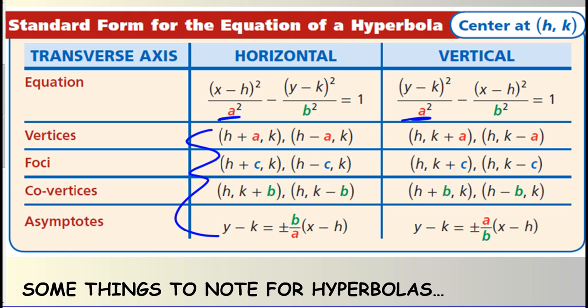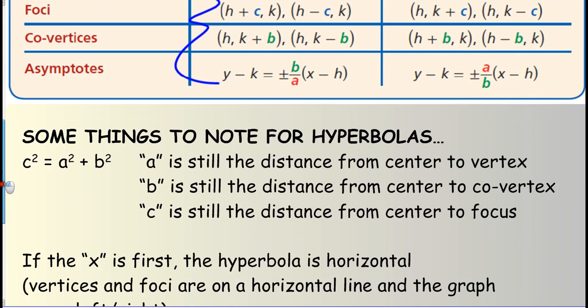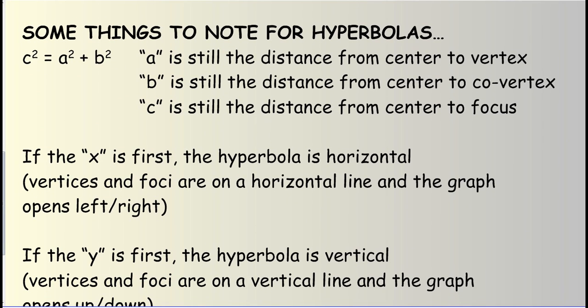A couple other things to remember. C squared equals A squared plus B squared. That is for your foci, that is to find each focus. This is different than ellipses, because for ellipses it was A squared minus B squared. But A is still the distance from the center to a vertex, B is still the distance from center to co-vertex, and C is still the distance from center to focus. So those things are still the same as they are in ellipses.